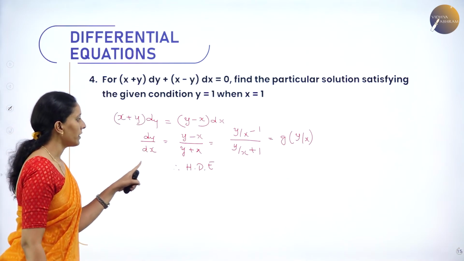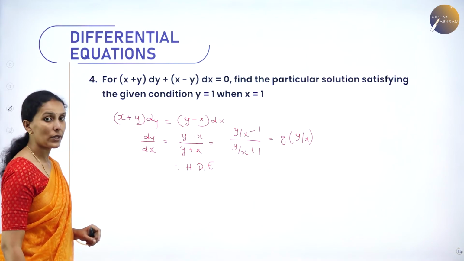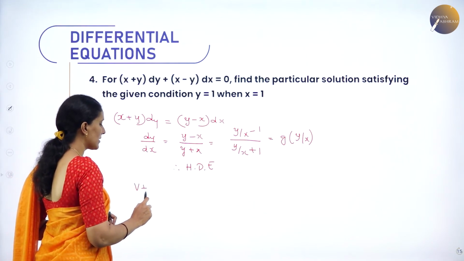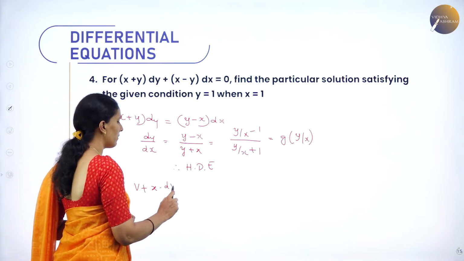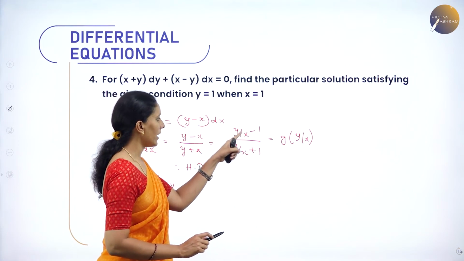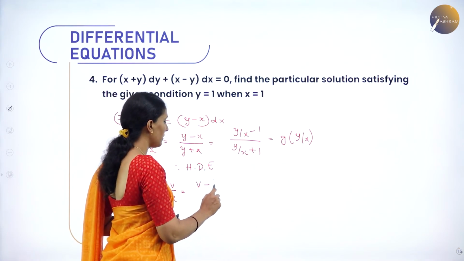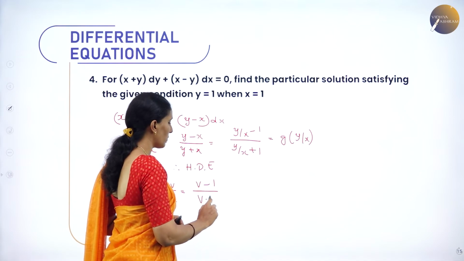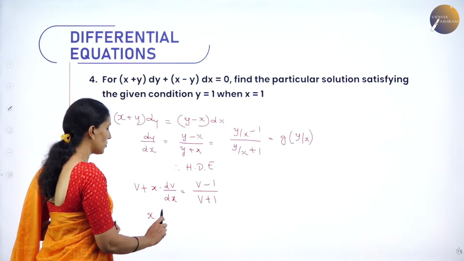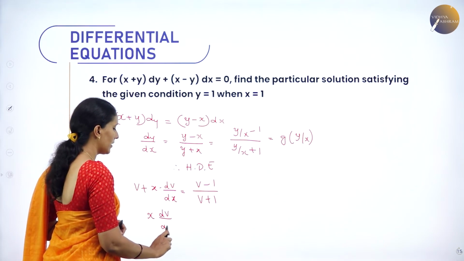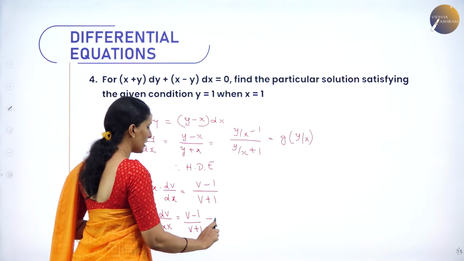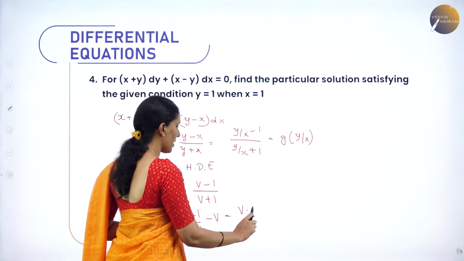Now we need to solve it. We know that we can make a substitution y is equal to vx, and dy by dx can be written as v plus x into dv by dx. And on the right hand side, if you put vx here, x and x cancel, this becomes (v minus 1) by (v plus 1). Now shift v to the right hand side, then x into dv by dx is equal to (v minus 1) by (v plus 1) minus v.